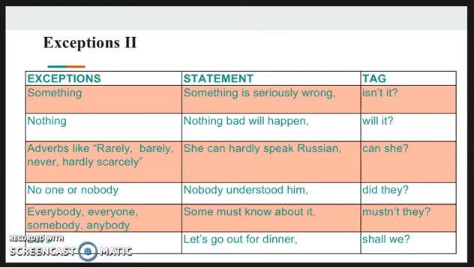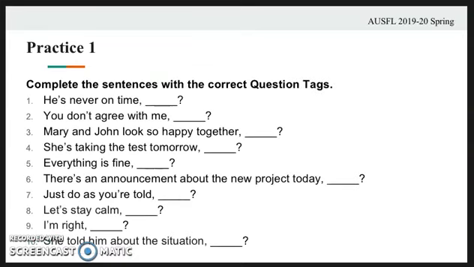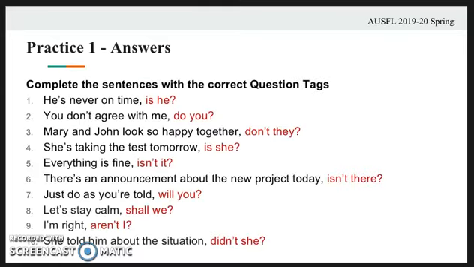Now here are some questions for you to practice with. It's best if you write the questions and answers on your notebooks. Now pause the video and answer the questions. Check your answers. If there are incorrect answers, go back to the previous slides.